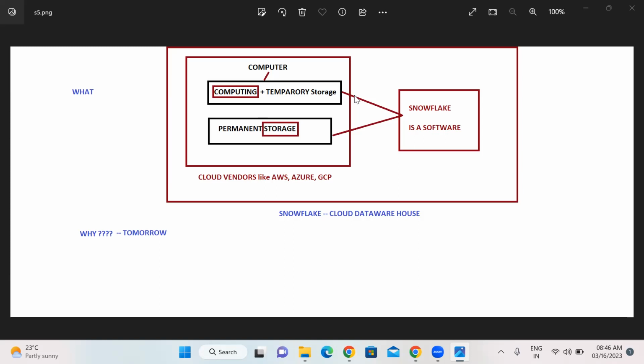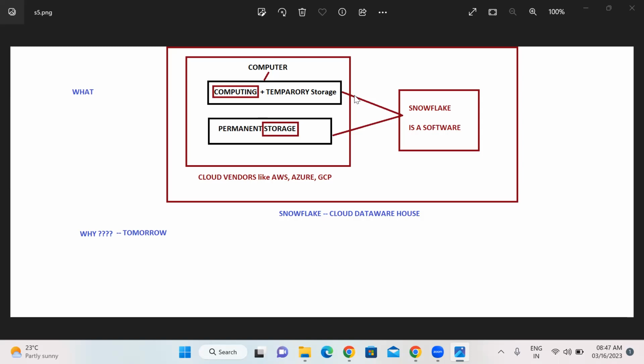Our friends, our family members, and our close things will be permanent. Got my point? So that's why computing is separate and storage is separate. You got my point?